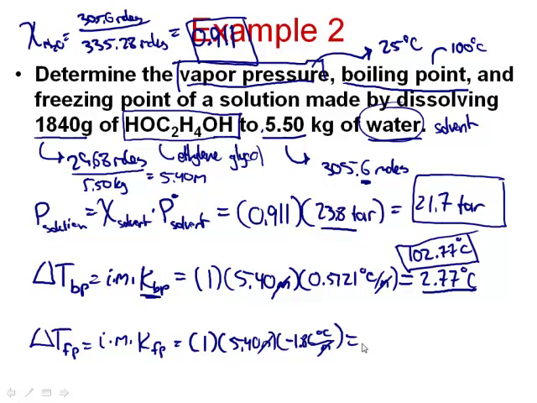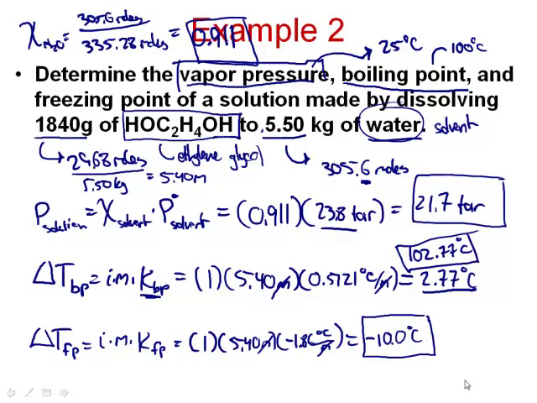And if we go through and multiply 5.4 times 1.86, it's going to go down by negative 10.0 degrees Celsius. Since the normal freezing point of water is 0 degrees Celsius, this is going to be our new freezing point, negative 10.0 degrees Celsius. This is, again, guys, why you put antifreeze in your car: it lowers the freezing point of the coolant, and that way when it's cold outside, your radiator does not freeze.